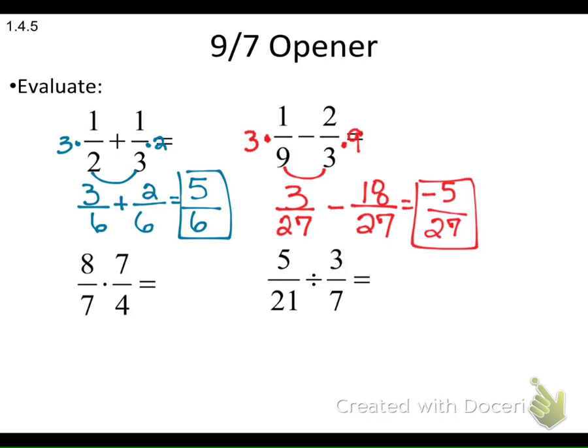Now remember, you can put your negative sign even with your fraction bar like this, but you cannot put your negative sign on the bottom like that. That's not okay. So you can either show it in the numerator or in front of the fraction bar.